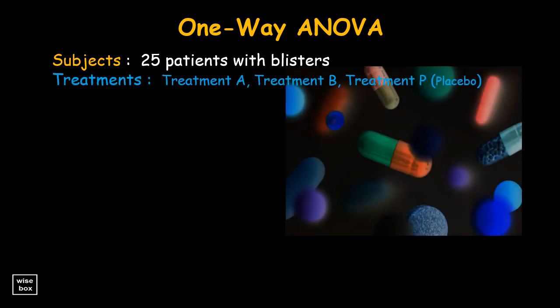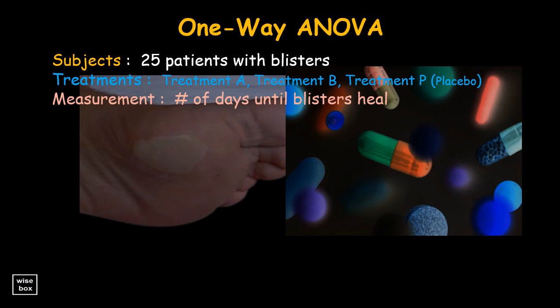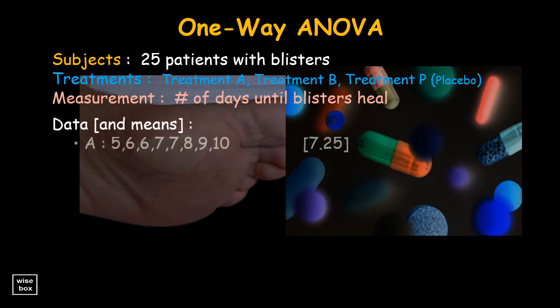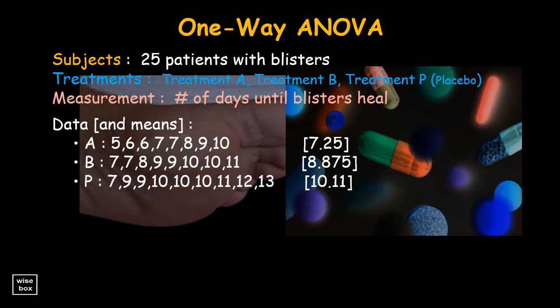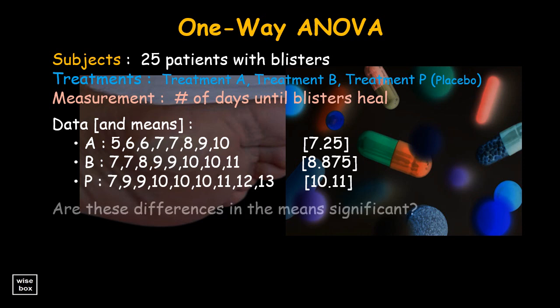Let's have some sample problems on One-Way Anova analysis. A medical researcher has 25 patients with blisters. She wants to determine the effect of treatments A, B, and P on the healing time of their blisters. The measurement data from the different treatment groups are shown. The mean for each treatment group is also given. What we need to know is whether the means of the groups are significantly different from each other.